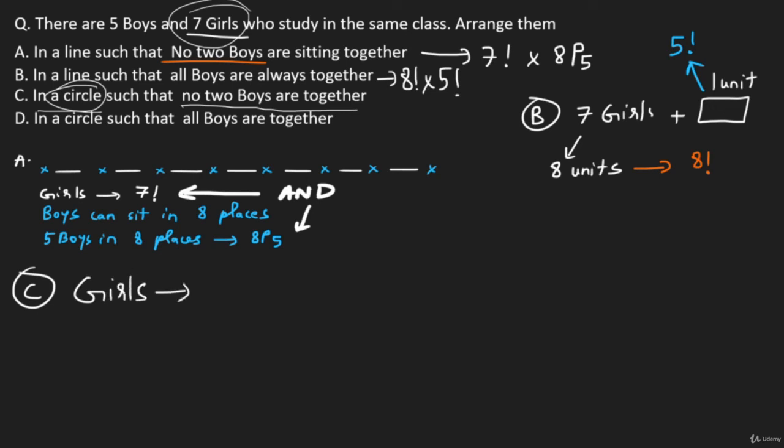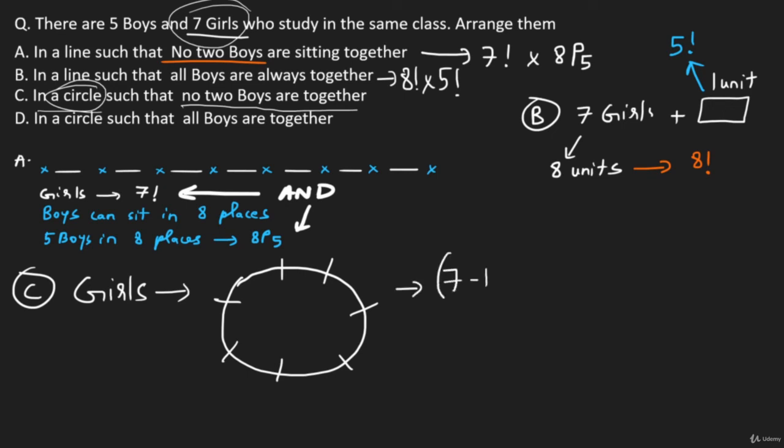We have 7 girls, and we know that these are not symmetrical bodies. Therefore, around a circle, you can place them in 7 minus 1 factorial ways, which is equal to 6 factorial. Alright, so only arranging the girls around a circle can be done in 6 factorial ways. Alright, now how many positions are there where boys can be placed such that the given criteria is met? You have a total of 7 places. 1, 2, 3, 4, 5, 6, 7. And in these 7 places, you have to position 5 boys. And that can be done in 7p5 ways, right?